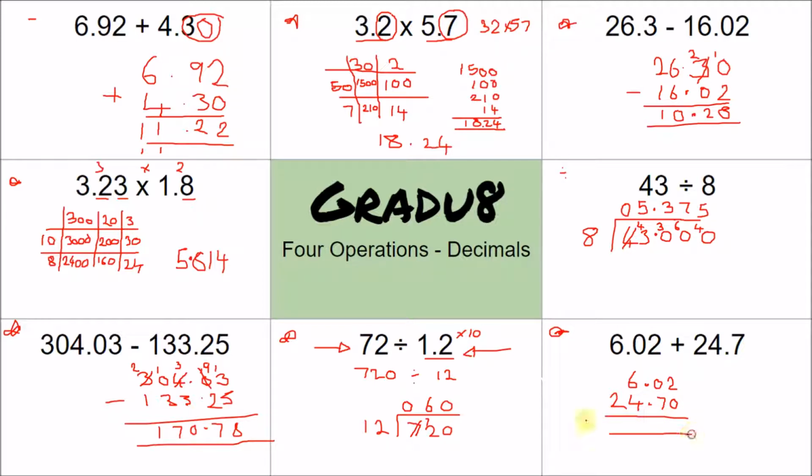Okay, lay out your method. This is an addition question. 2 add 0 is 2, 0 add 7 is 7, decimal point goes here. 6 add 4 is 10, so I'm going to put a 0 here and a 1 across here, and then 2 add 1 is 3.